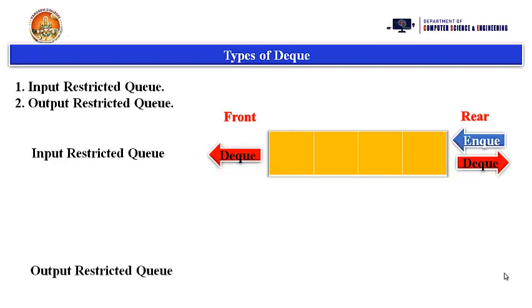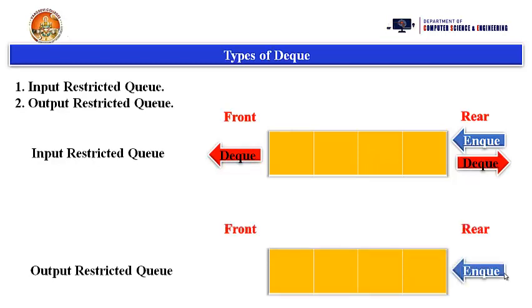Then the output restricted queue, and the structure is like this. Using the rear end you can insert the element, and using the front end you can delete the element, and using the front end also you can enqueue the element into the queue. That means in the output restricted queue we can insert the element using both ends, but we are going to restrict the output, means we are going to restrict deleting the element from the queue to only the front end. So we cannot delete the element from the rear end. That is the output restricted queue.